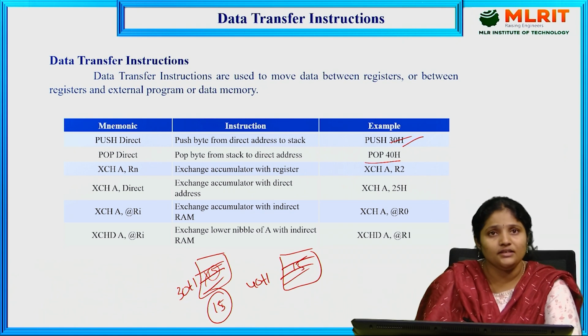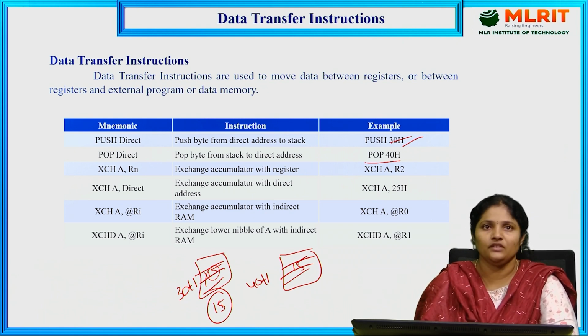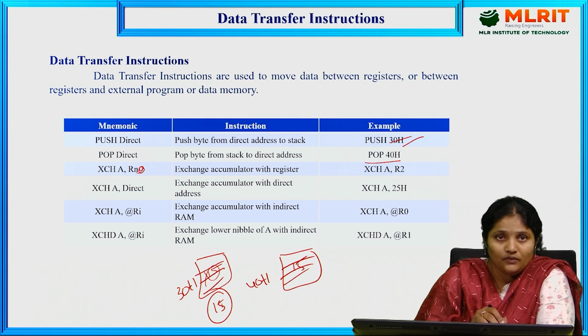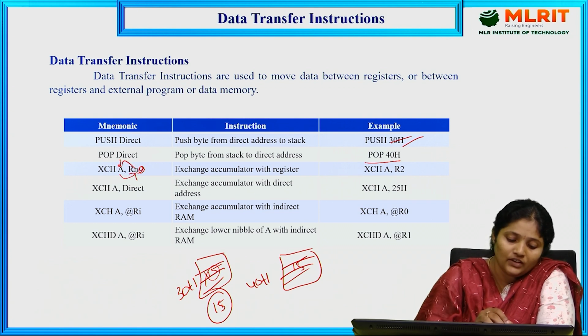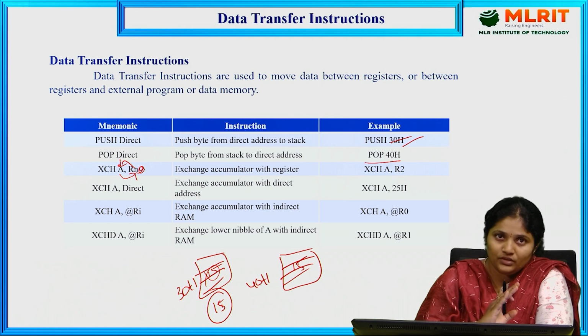Coming to the other set of instructions, those are exchange instructions. XCH will be used for the exchange instruction. So the data present in the source register will be moved to the accumulator, and the data present in the accumulator will be moved to the source register. It is not a copying operation, it's an exchange. The total data present in the source register will be moved to the destination register, and the data present in the destination will be moved to the source register. So this is how the exchange operation works.